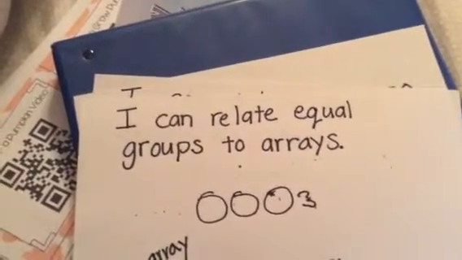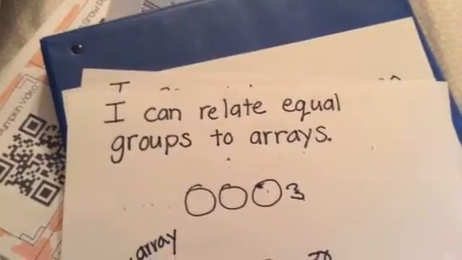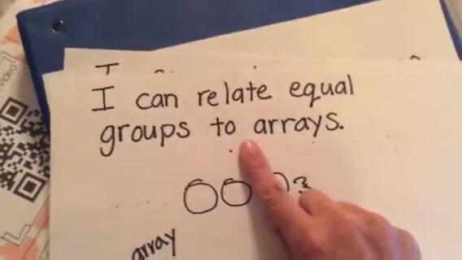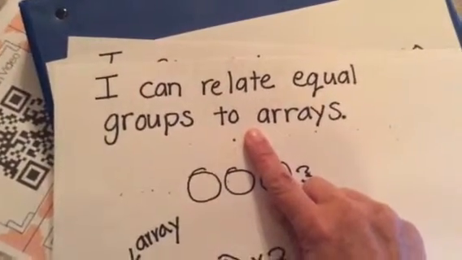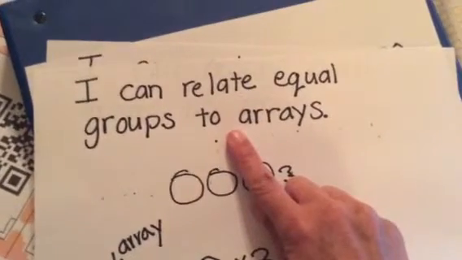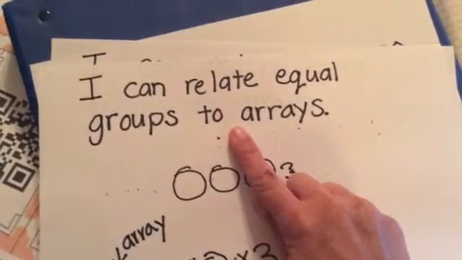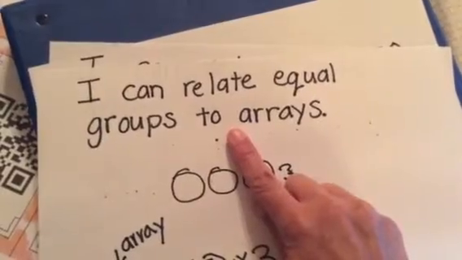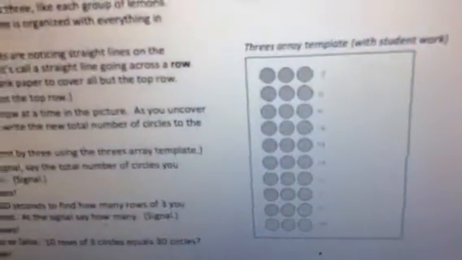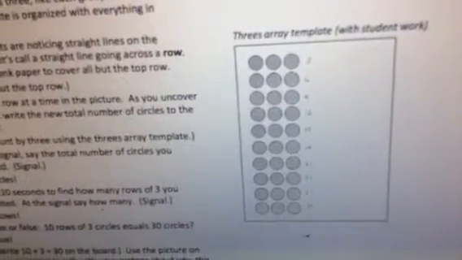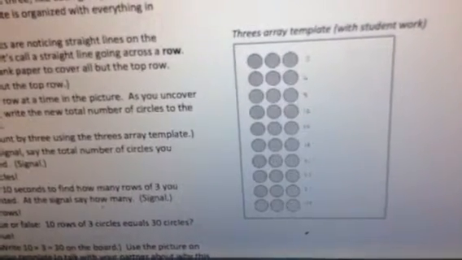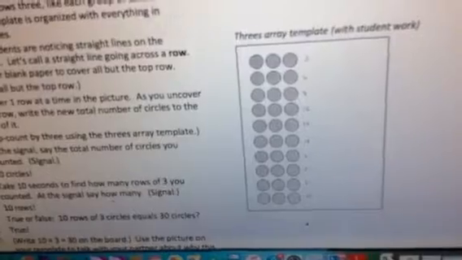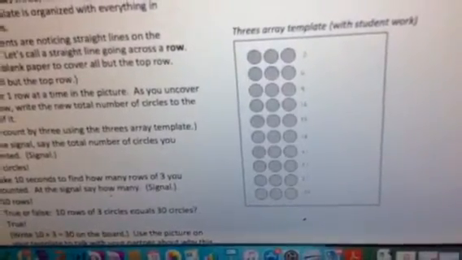Okay, now we're going to go to problem number 1, where we're going to look back at this learning goal. I can relate equal groups to arrays. So I want you to look back at the problem about Jordan and his lemons. Compare how his lemons are organized with the groups of 3 circles on your paper. So on your paper, you should see a picture that looks like this. Compare that to the way Jordan's lemons are organized on your paper as well. Take a minute and think about that.